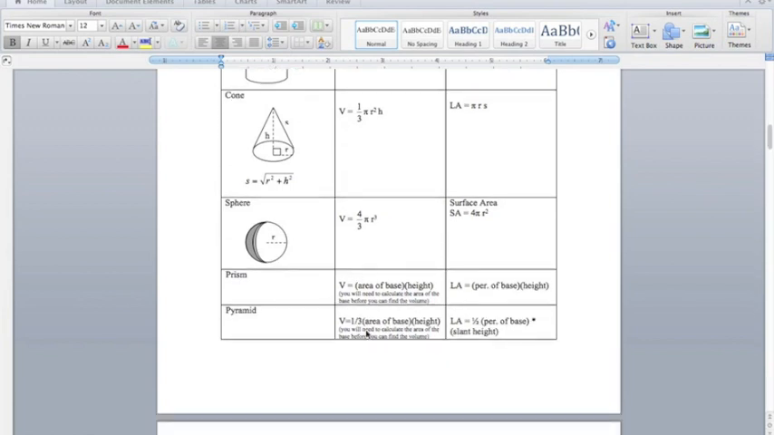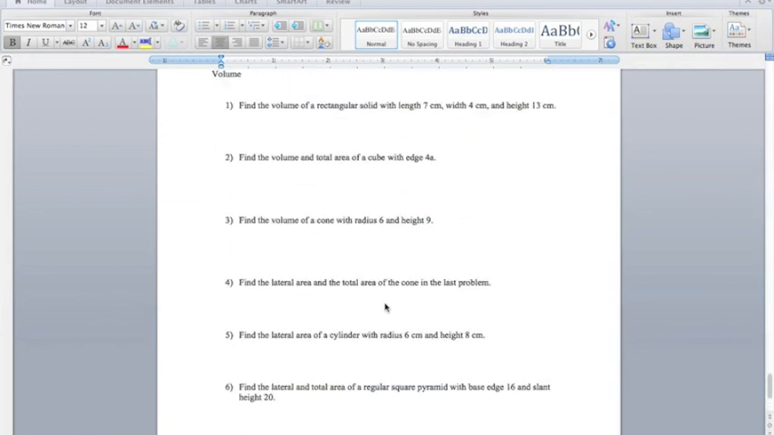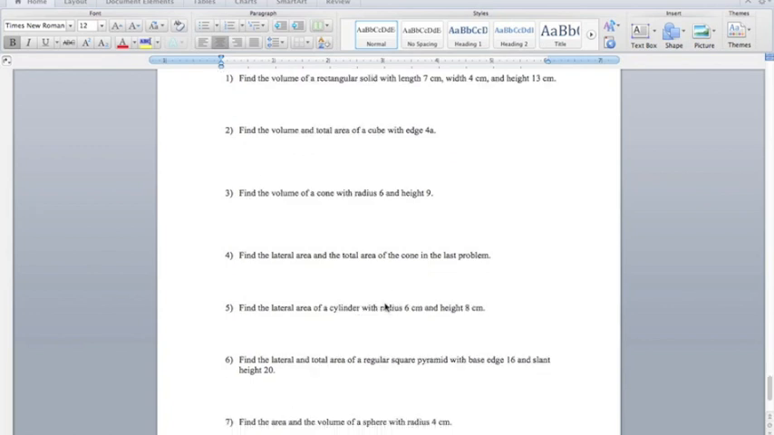So for the prism and pyramid, just the actual formula. You don't need to write all that. That's just a note for how to solve the problems. Just the formula itself of area of base times height, or a third area of base times height. Then the very back page of your packet is the review, and we'll begin there.